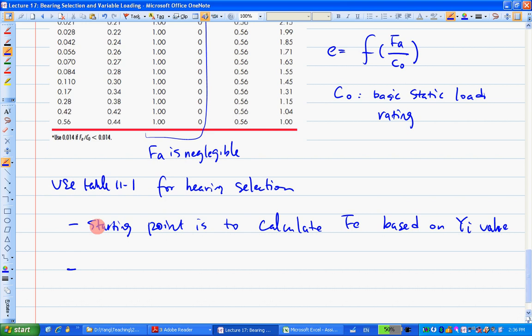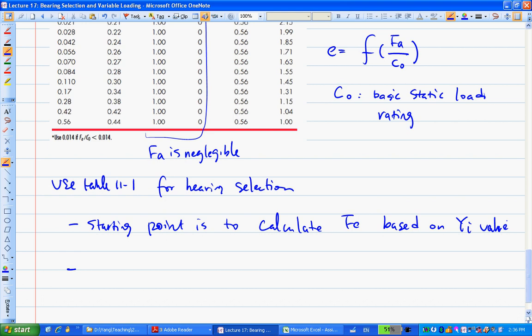This approach out of here, it's basically what? You assuming that you don't know the bearing, and you're going to calculate, and based on the calculation, then you go ahead and you pick a bearing. Is that right? Yeah. However, there are other ways of doing it, right? You do something else.